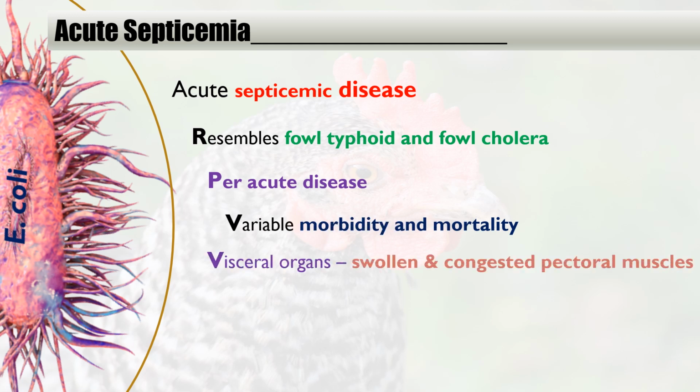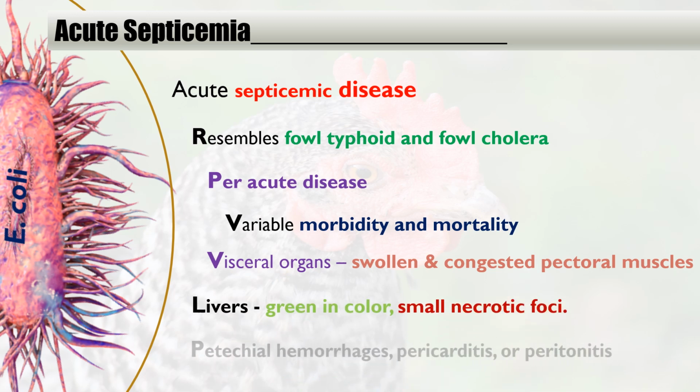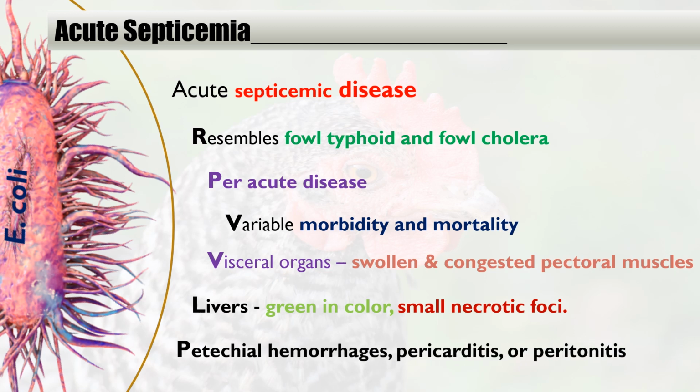Parenchymatous organs are swollen with congested pectoral muscles. Livers are green in color and may have small necrotic foci. There may be petechial hemorrhages, pericarditis, or peritonitis. Acute systemic disease may also be caused by various Pasteurella, Salmonella, Streptococci, and other organisms.